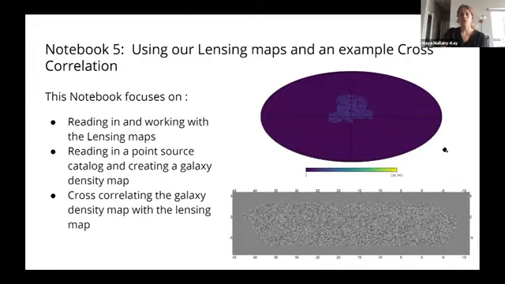I will also be looking at notebook 5, which uses the lensing maps. So for this notebook, we'll show you how to read in a lensing map, and then also how to generate a galaxy density map, which you can then cross-correlate with the lensing map. So this is great if you're interested in cross-correlations with probes other than a CMB map. It's a really good place to look for an example of that. And then also if you're interested in working with the lensing maps, there is quite a bit of detail around how the lensing maps really work.